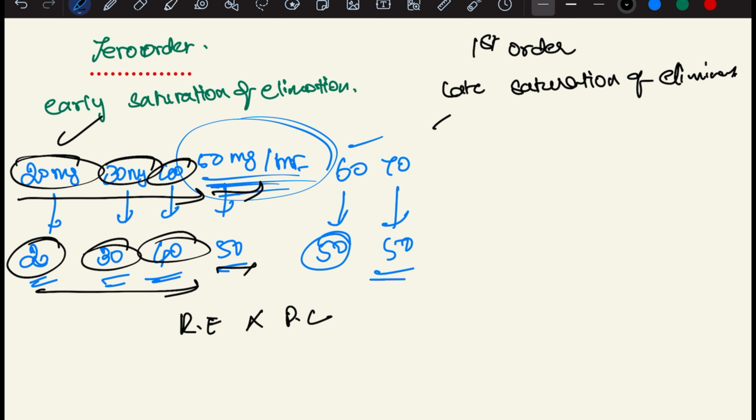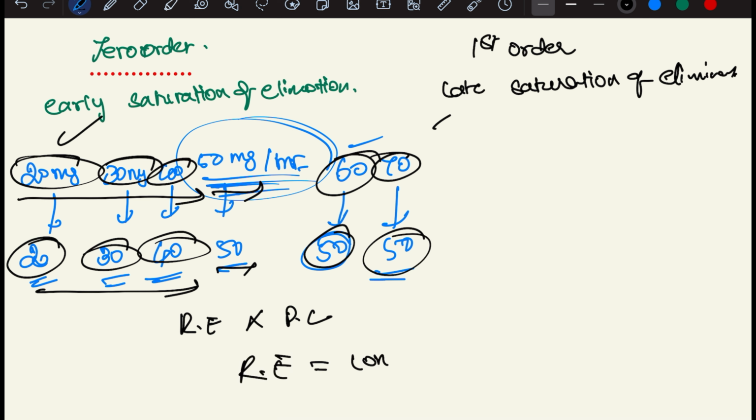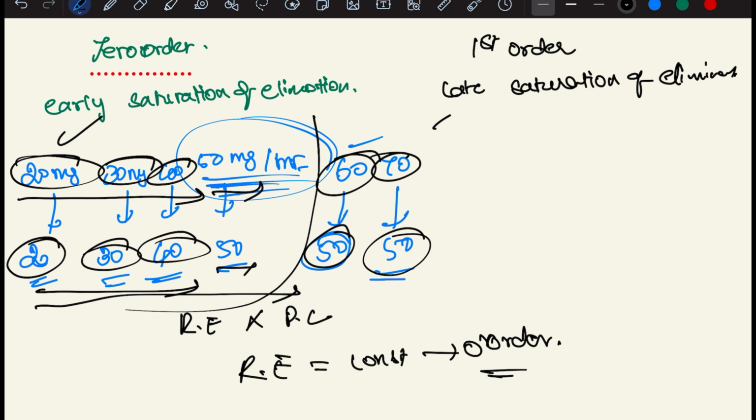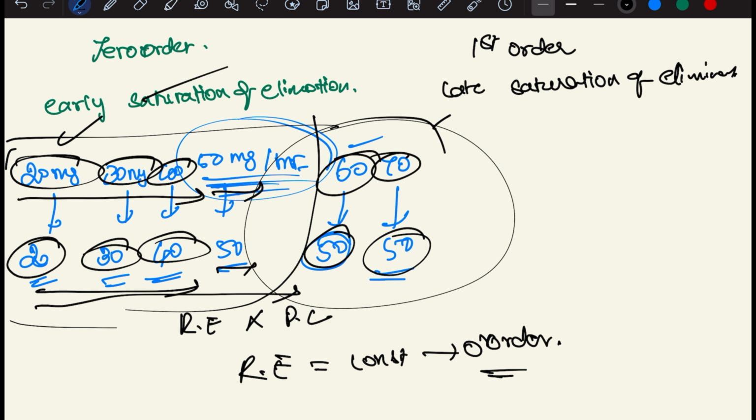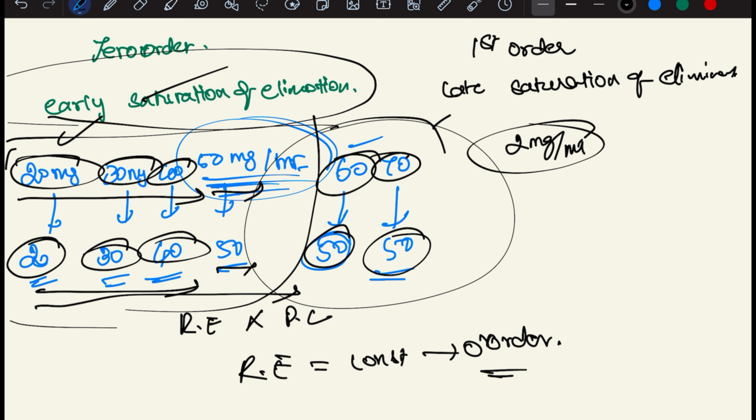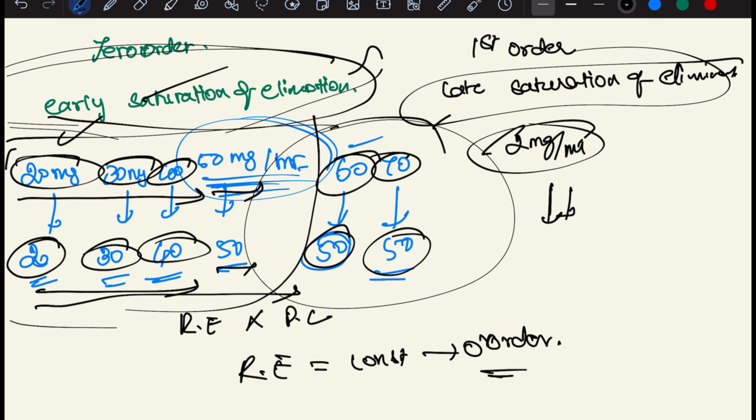But when it crosses the saturation level, see, plasma concentration is 60, but the rate of elimination is 50. Plasma concentration is 70, rate of elimination is 50. Why is the rate of elimination constant? Rate of elimination is constant in zero order reaction. So until the drug reaches the saturation level, it follows first order; when it crosses the saturation level, it follows zero order. If the threshold level is very low, it always follows zero order. If the threshold level is higher, it follows first order until it attains the saturation level.